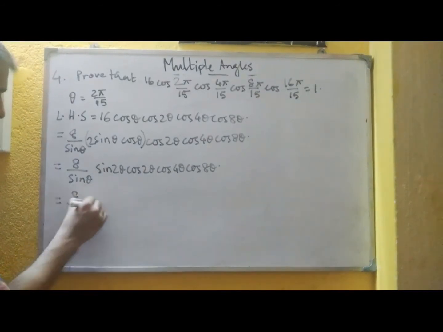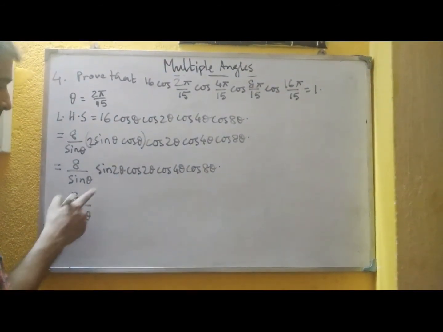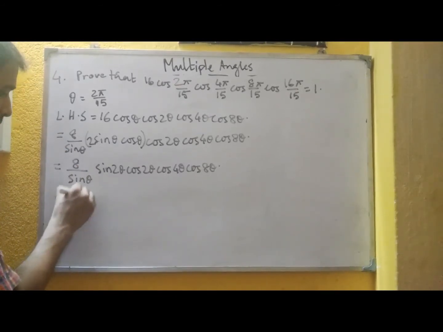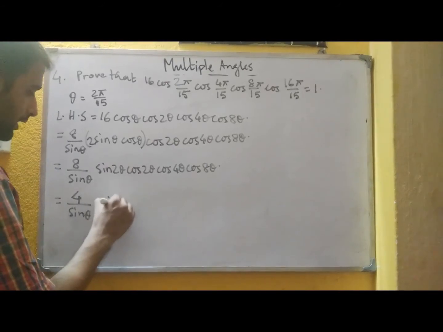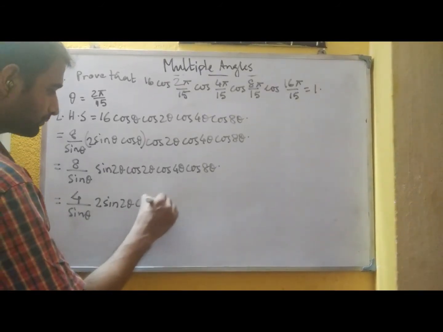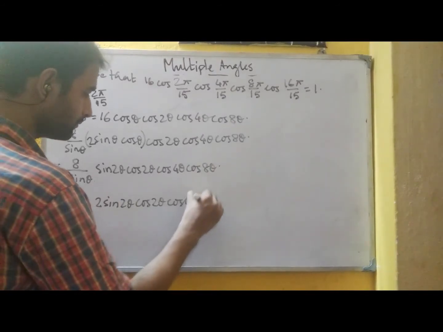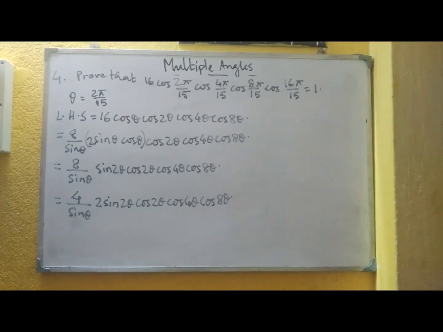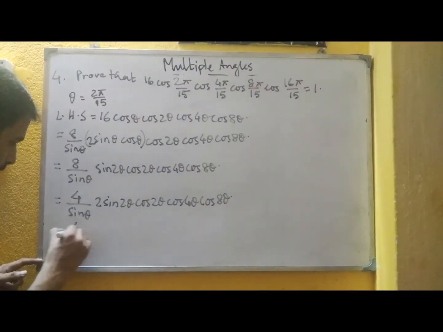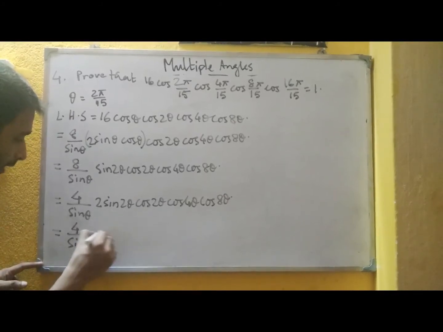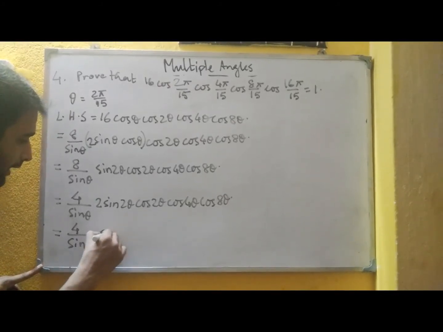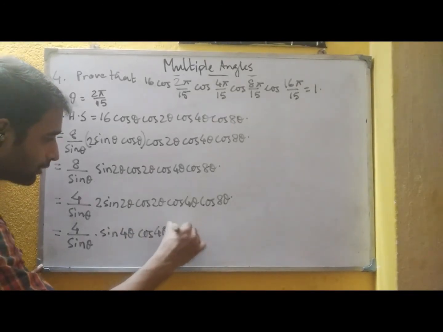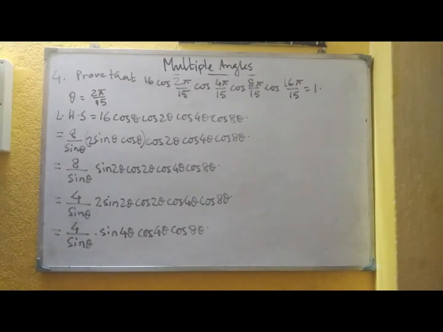Again, here it is 8 by sin theta. And again, to apply the formula of sin 2 theta, we are taking a factor 2 from this 8 and making it in the form of sin 2 theta. So then it is 4 by sin theta, and this part we can write as sin 4 theta, then it is cos 4 theta, then it is cos 8 theta.